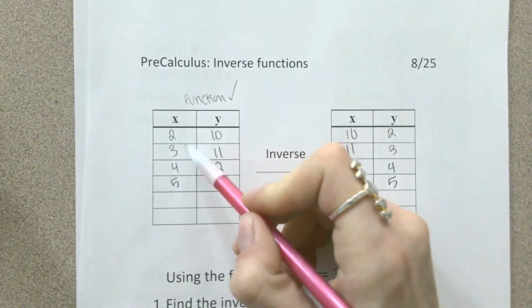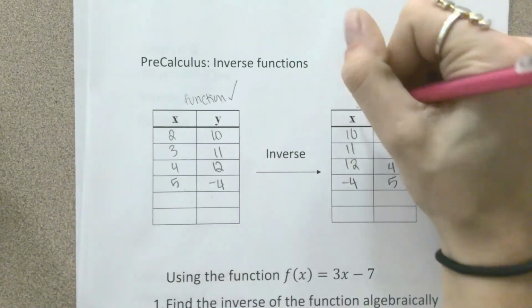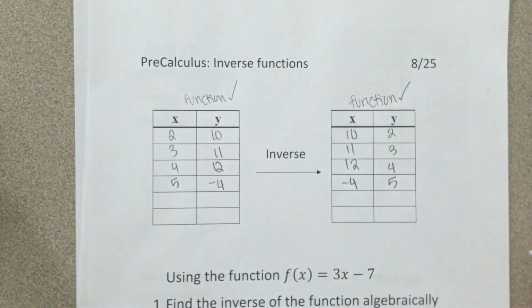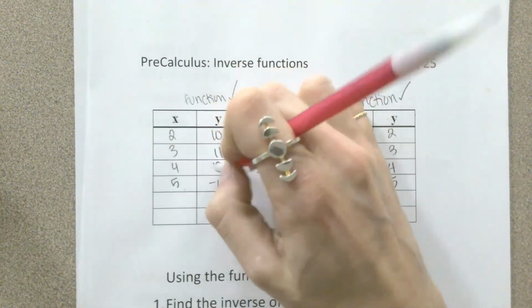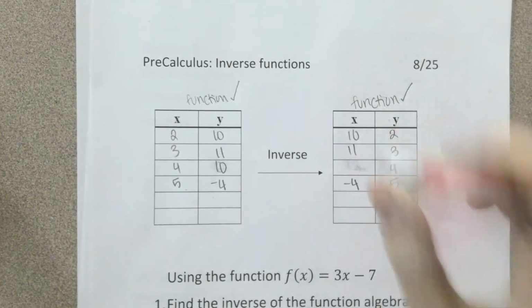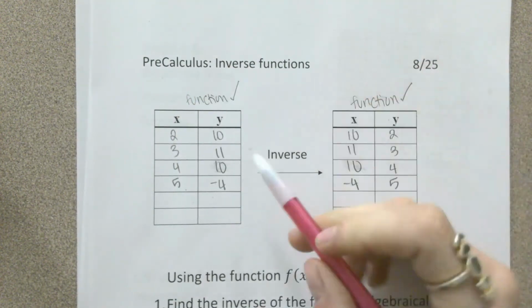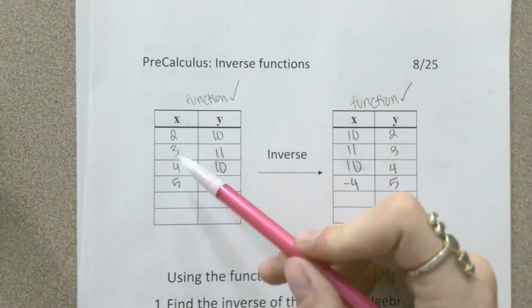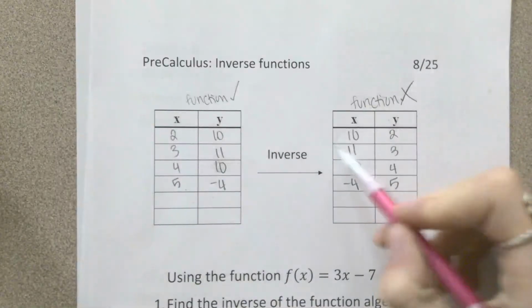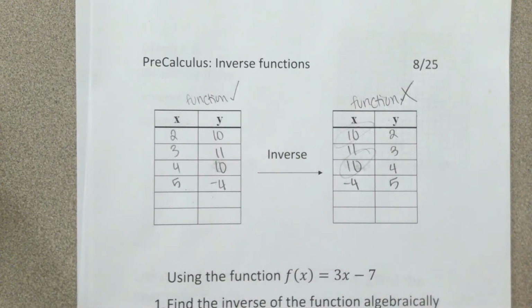This is a function because we have no repeating x values, and this is a function because we have no repeating x values. If I were to change this to a 10, this would still be a function because we have no repeating x values, but the inverse would not be a function because we have repeating x values.